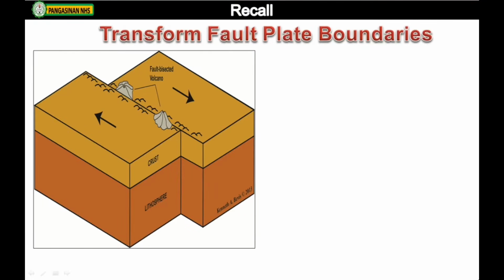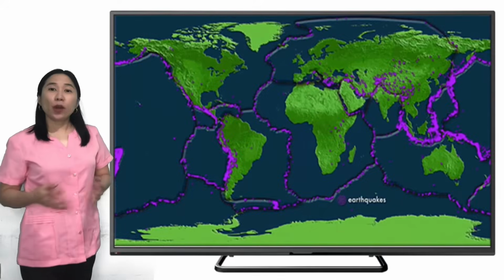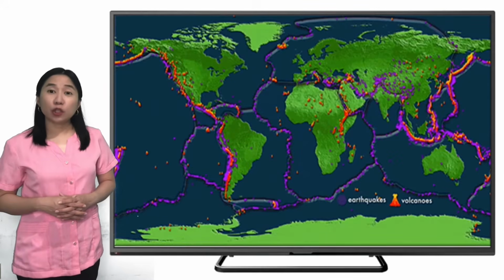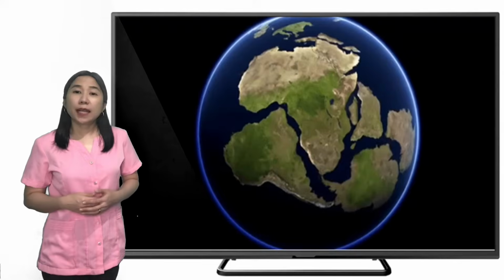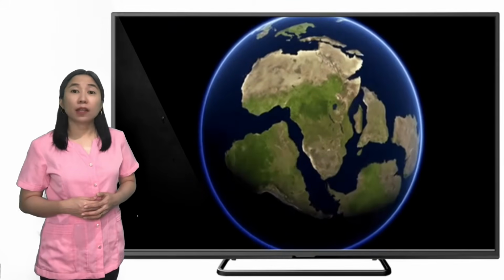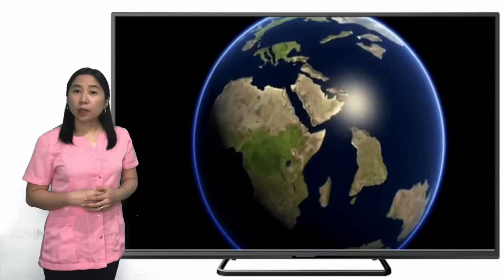Transform fault plate boundaries. Earthquakes are formed in transform fault plate boundaries. No plates are being destroyed, therefore no formation of volcanoes and mountains. Since you have learned that plates are moving that causes geologic activities, what gives an idea to our scientists in the past that continents are moving? What are the evidence that will support such claim?